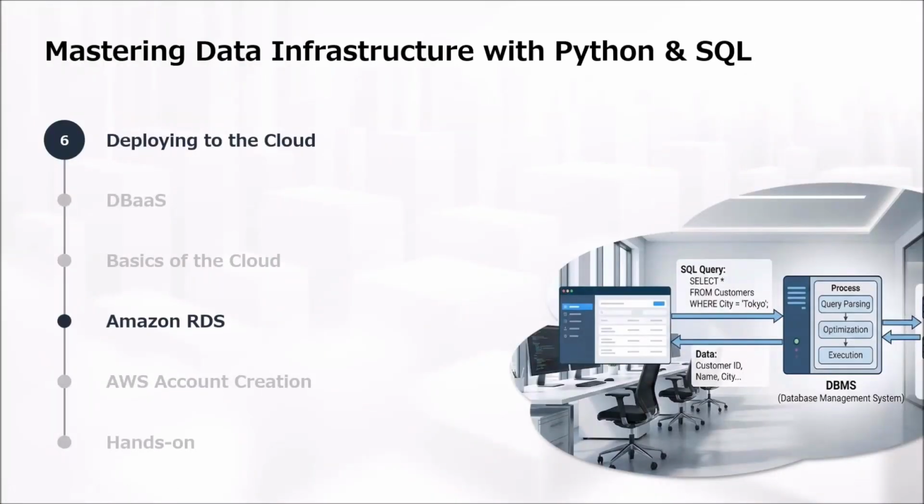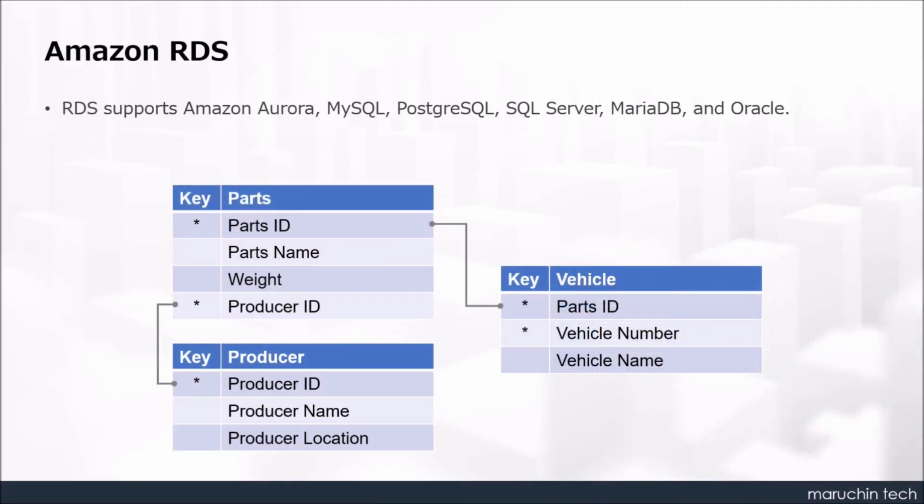Next, I will introduce Amazon RDS. Amazon RDS is a general-purpose relational database service. When creating a database, you will configure a DB instance, which actually runs on compute resources in the cloud. For the database engine, it supports Amazon Aurora, MySQL, PostgreSQL, SQL Server, MariaDB, and Oracle.